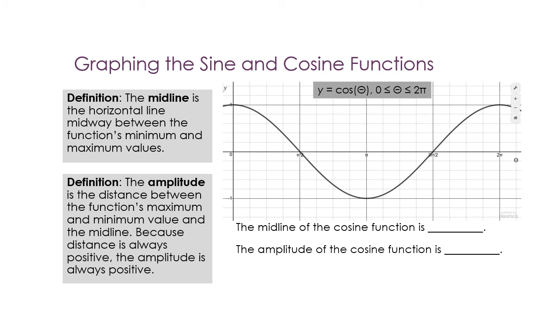If I'm looking at this, I can see the midline of the cosine function, which is halfway between your maximum and your minimum. So halfway between your max and min is that midline. So that midline is going to be y equals 0. And make sure when you're writing the midline, you're not just saying 0 because that doesn't make sense. A midline is an actual line, so you need to write it as the equation of a line. And then the amplitude: the distance between the midline and the max is 1, the midline and the min is 1, so that amplitude is also 1.